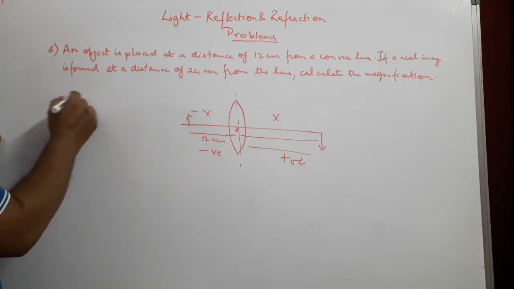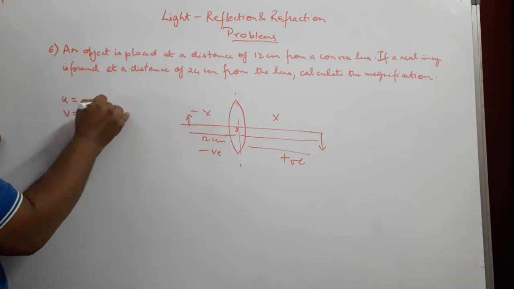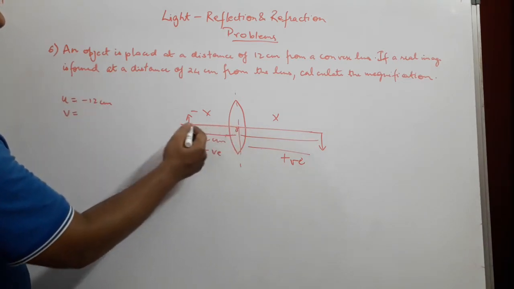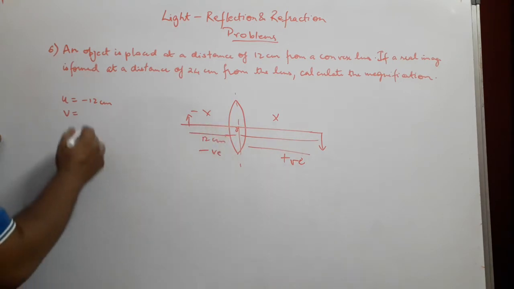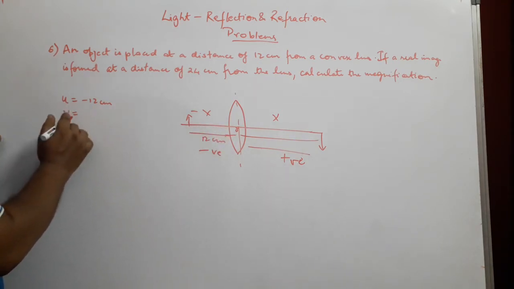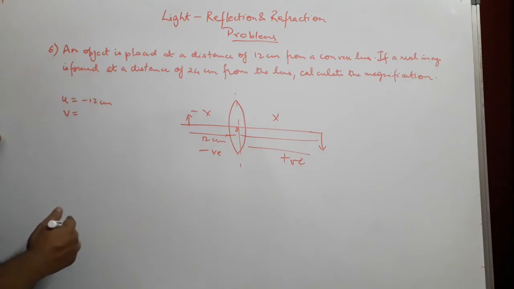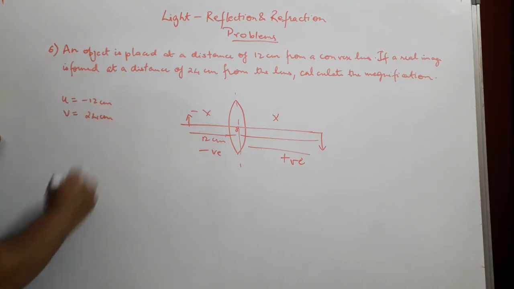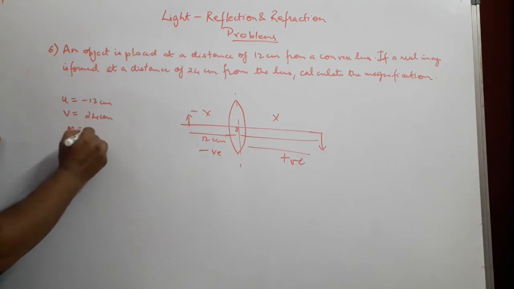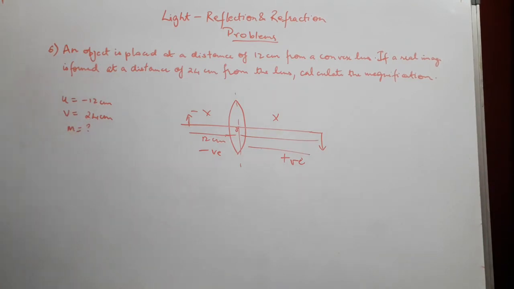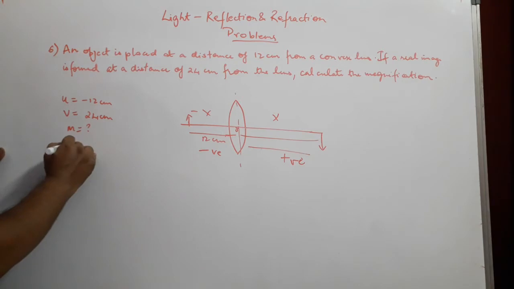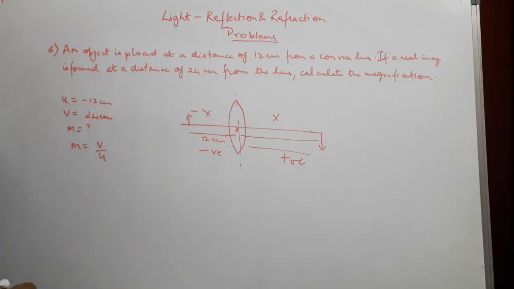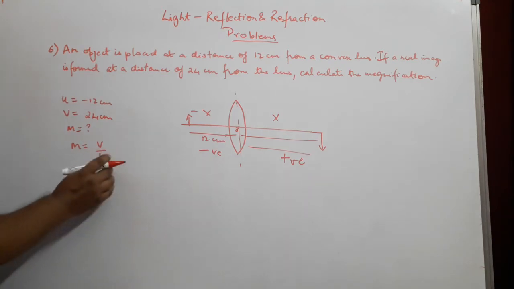Okay, so u will be minus 12 centimeters because it is on the left hand side and on the negative x-axis, whereas the distance of the image will be positive 24 centimeters, and we need to find out the magnification. So all we need to do is find the magnification, which is equal to v upon u, where u is negative, but we'll write that later on.